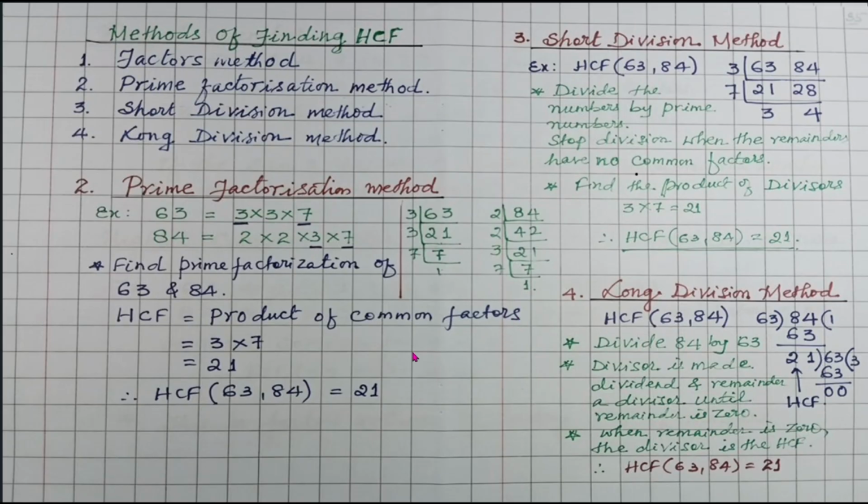Now there are different methods of finding HCF. We have the factors method, which you have just learnt. Then we have the prime factorization method, the short division method and the long division method. Now the prime factorization method, I am repeating it here again to understand it more clearly.